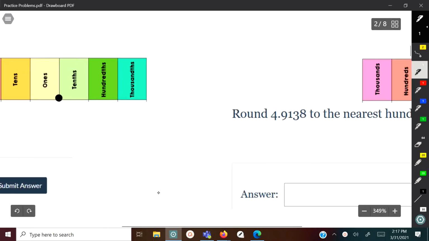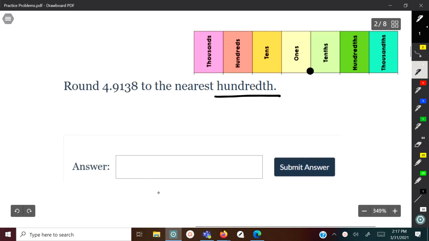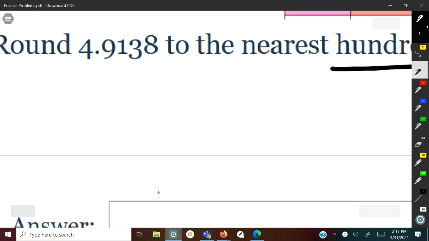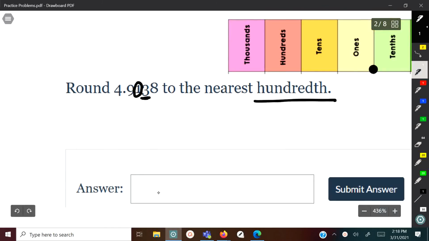Go ahead and take a look at this one. Pause the video here and see if you can round this one to the nearest hundredth. The hundredths is two spots past the decimal, so we're looking at this 1. That's the number we're thinking of changing, and we're going to use this 3 to determine that. It's 4 or less, so we let it rest. We're going to leave it at 4.91 and drop off everything else. Just let it rest.